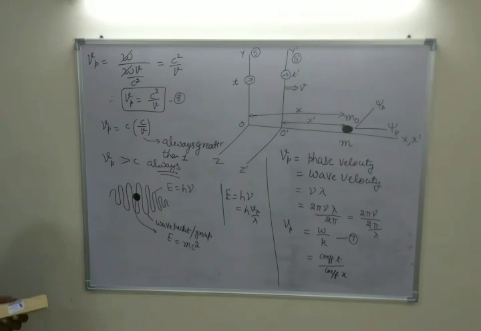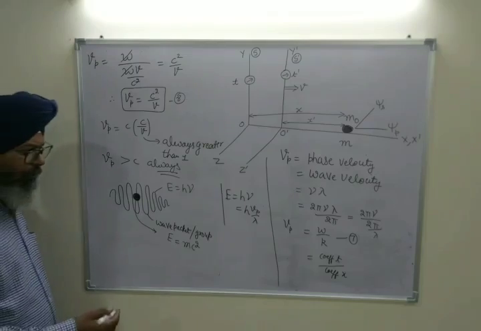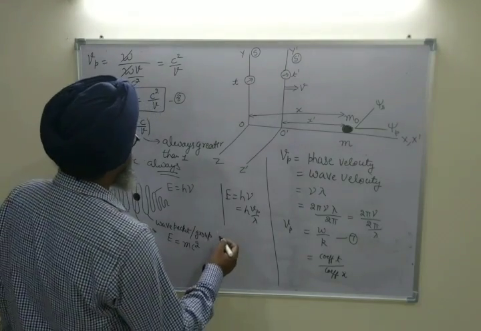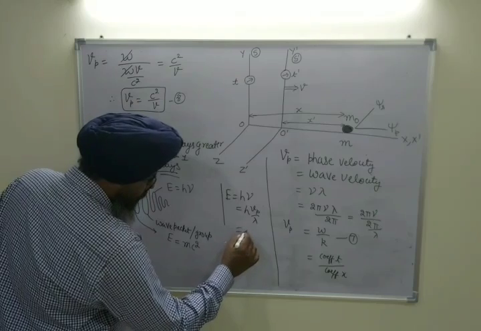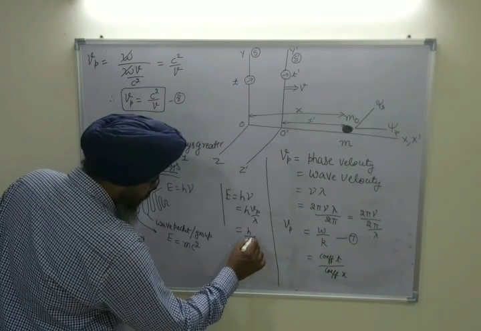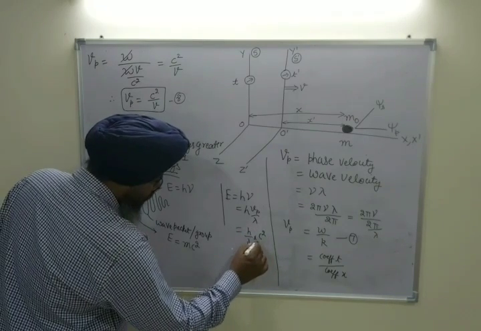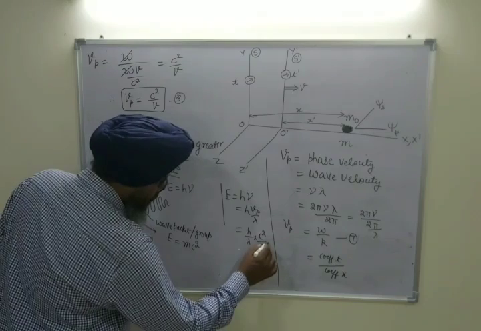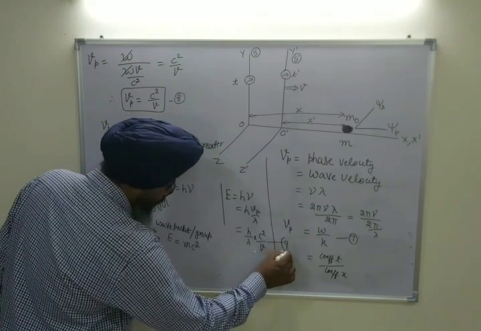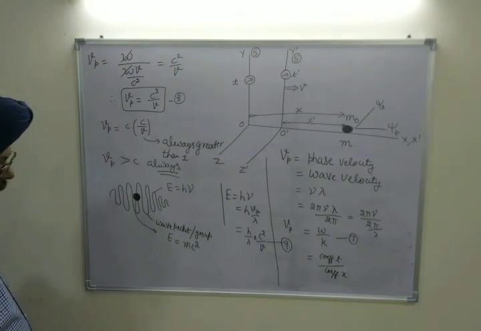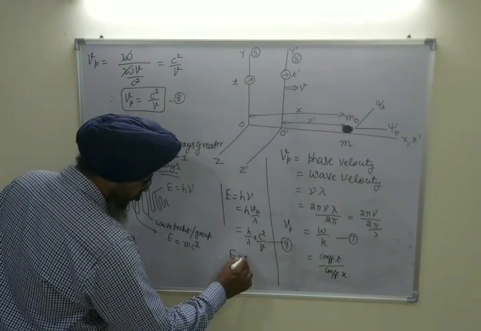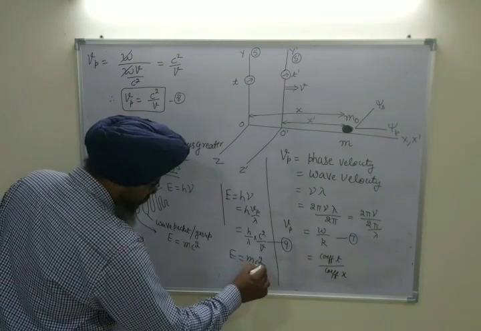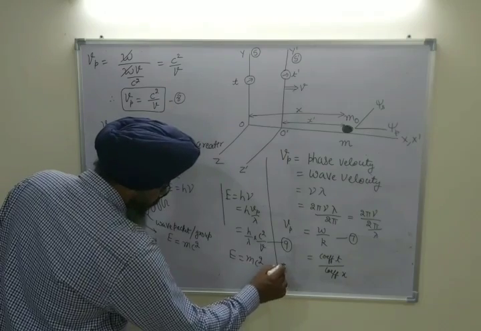So this equation will be written as E is equal to h Vp upon lambda. If I further put the value of Vp from equation number 8 here, then E can be written as h by lambda multiplied by c square upon v. Let us say this is equation number 9. And we also know that E is equal to mc square. This is equation number 10.